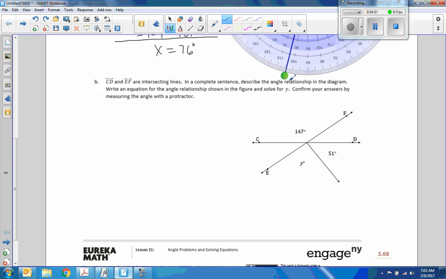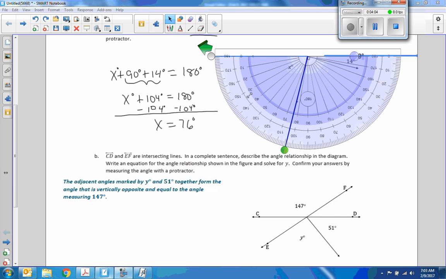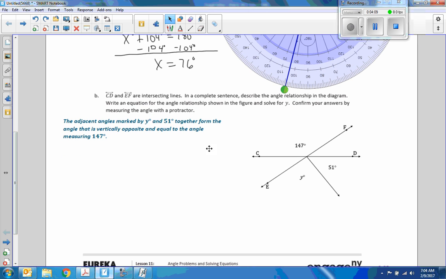In a complete sentence, describe the angle relationship in the diagram. Okay, so the adjacent angles marked by y degrees, right here, and 51 degrees to here, together form the angle that is vertical to the opposites. Let me draw a picture of what that says. So what they're saying is the angle that is y degrees, which is right here. Okay, I'm only going to go a little ways there. And the angle that it makes the 51 degrees, which is right here. So we're talking about this red angle. And ignore this little piece here.